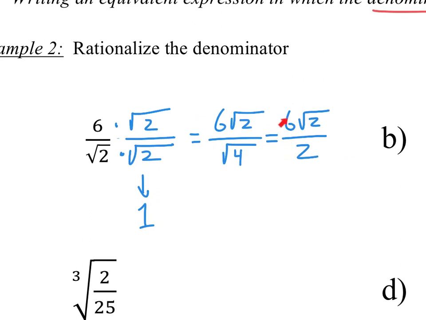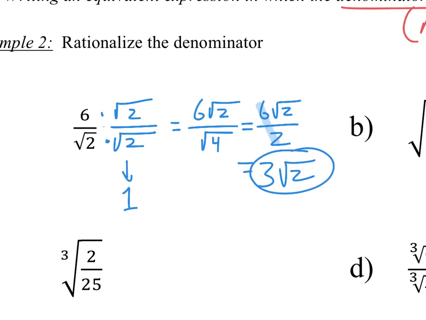Now, we have these things outside the radical. Don't go try to divide these. This is under a square root, this is not. You can't combine those in any way. But we can simplify these here. We can do this 6 divided by 2 there. That's going to give us 3. And so we end up with 3 square root of 2.